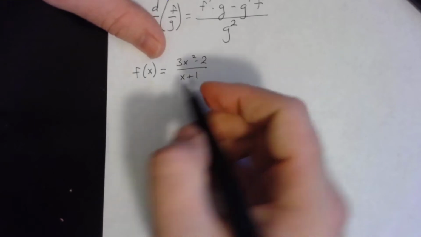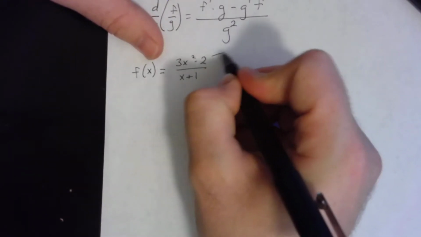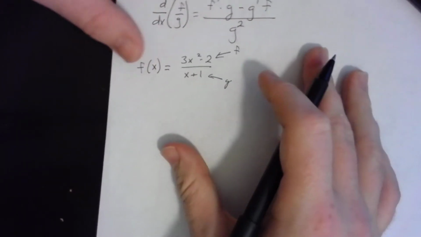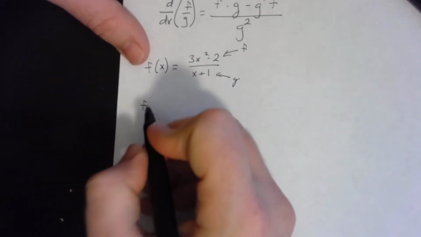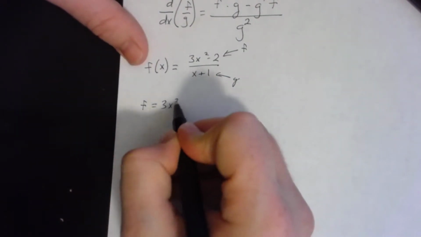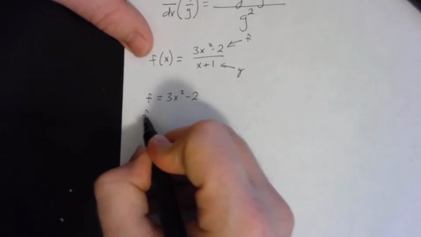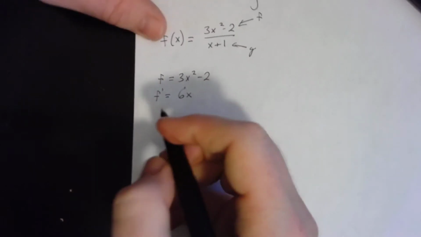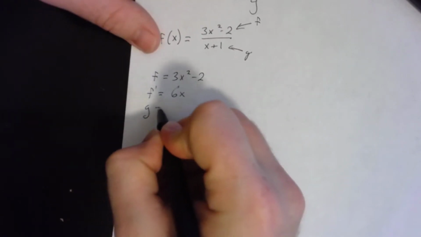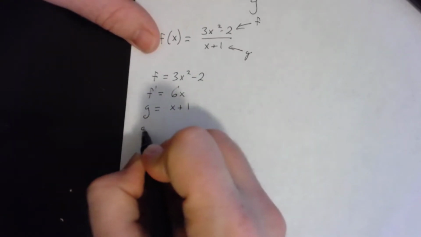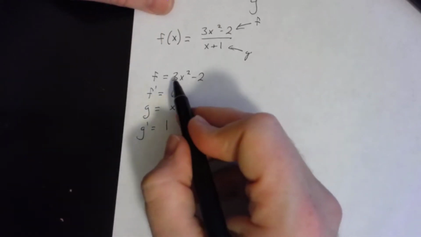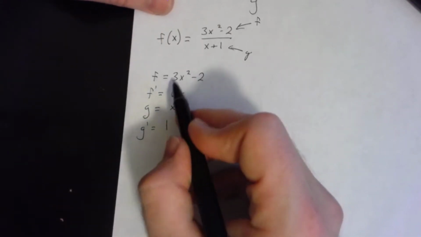So what I'm going to do, however, is I'm going to call this top stuff f. I'm going to call this bottom stuff g. I'm going to go ahead and set up the same thing I did before. F is 3x squared minus 2. I'm going to go ahead and take its derivative and get 6x and nothing more. I'm going to identify that g is again the x plus 1, and therefore g prime is just 1.